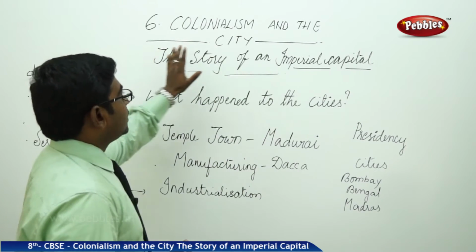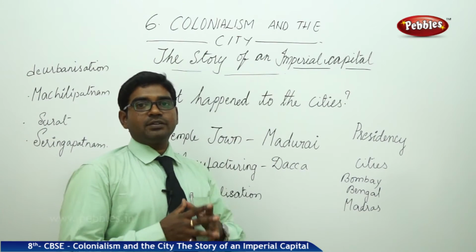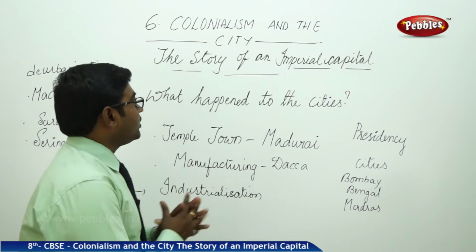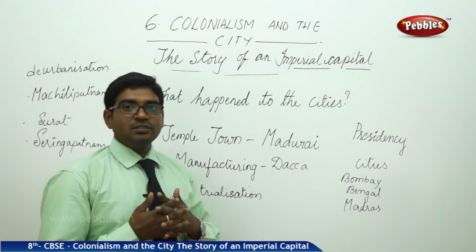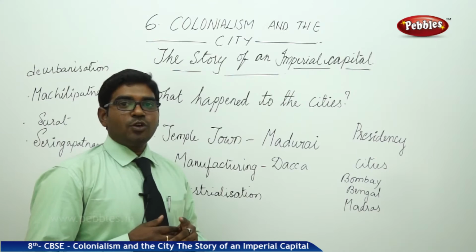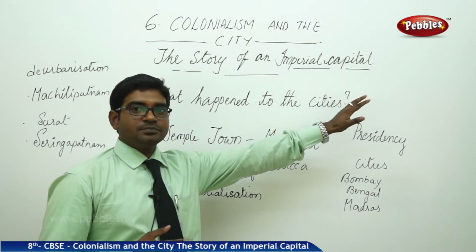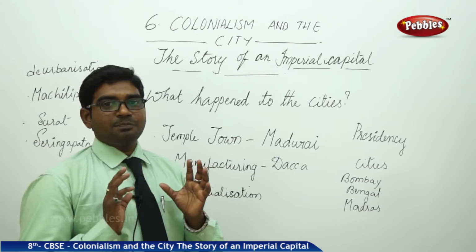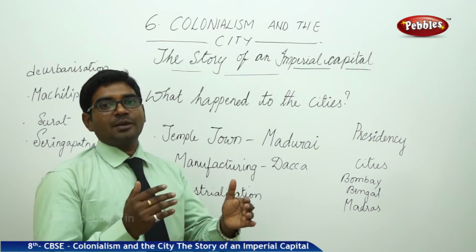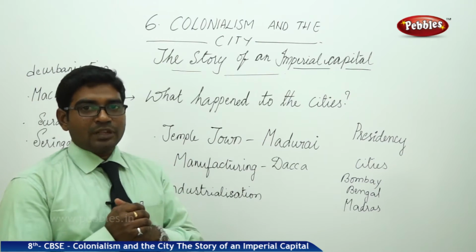Chapter 6, Colonialism and the City. In this chapter, we are going to discuss the story of an imperial capital. How was the capital built? What happened to the capital during the imperial rule?